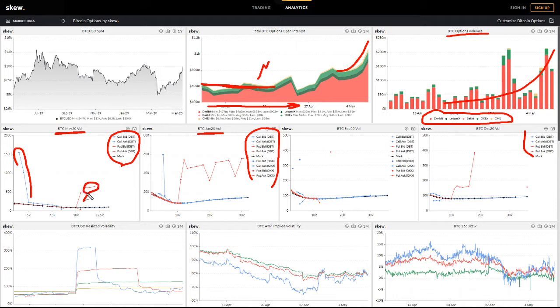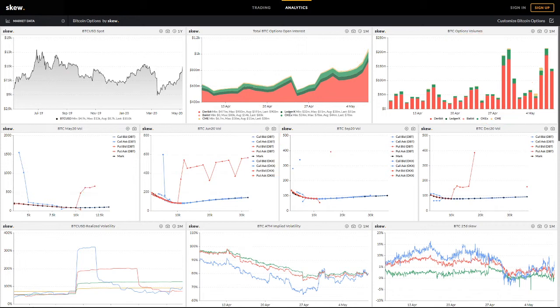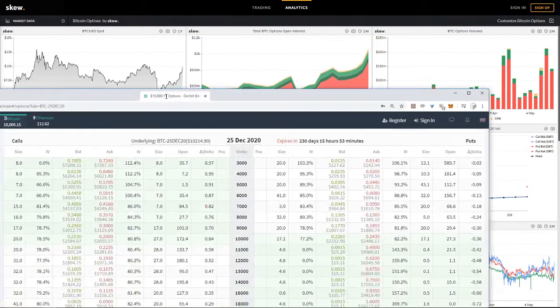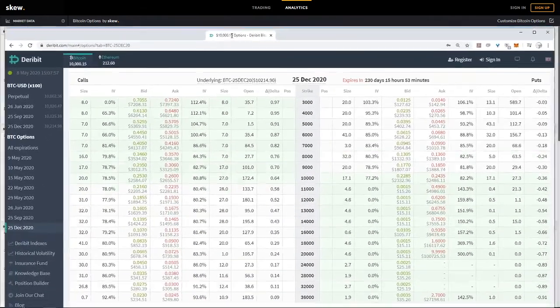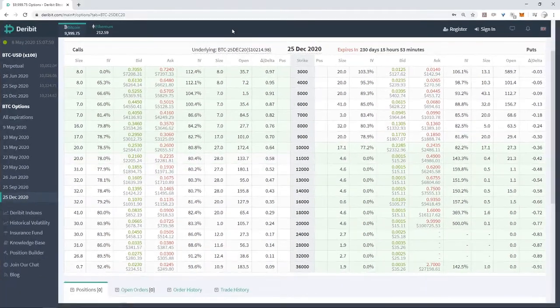So let's take a look at these. And these are the May 20 options. Let's see if we can decode what this stuff means. So what I'm going to do is bring over Deribit. And we are just flirting with that $10,000 price right now on BTC.